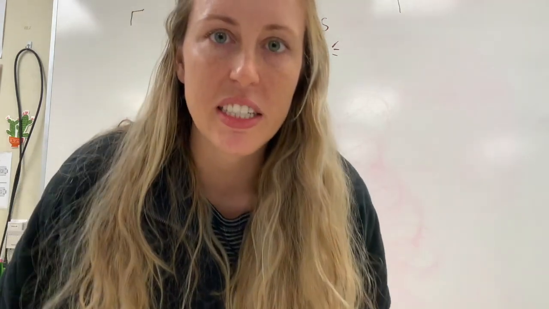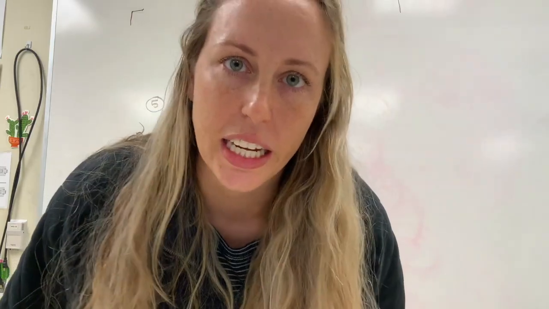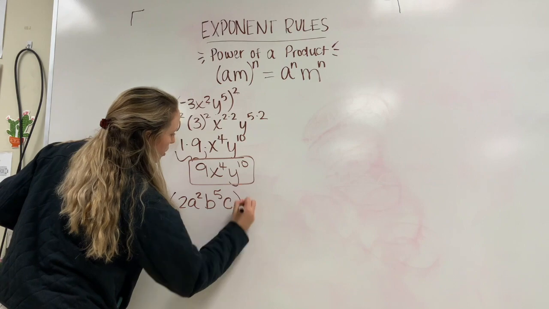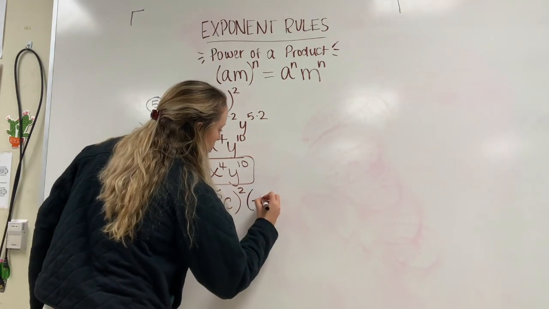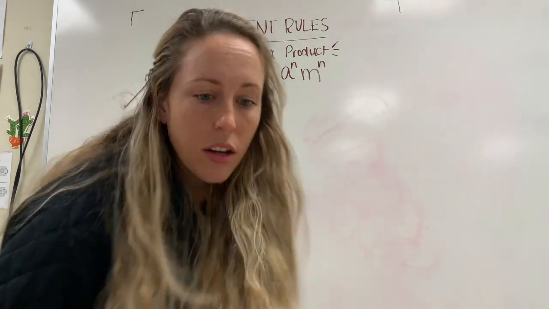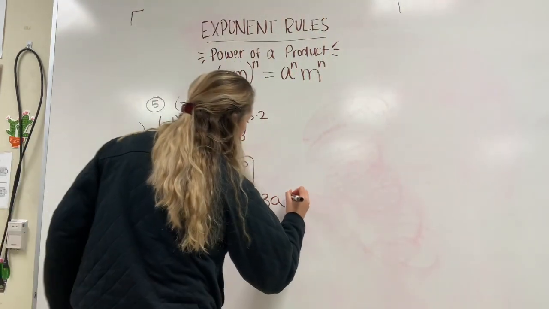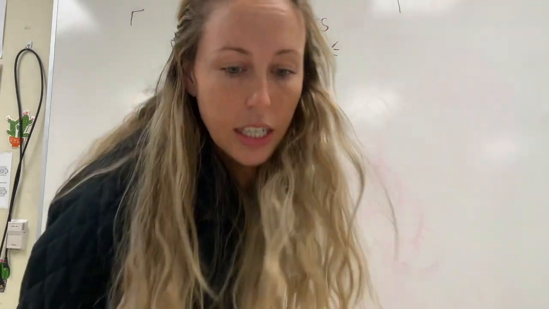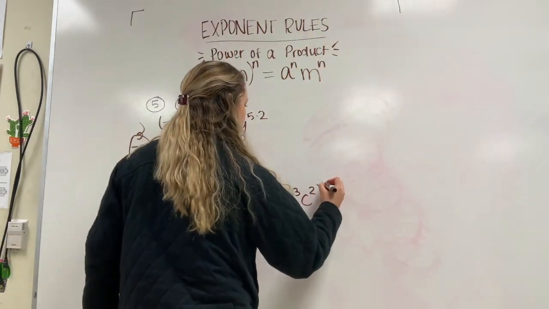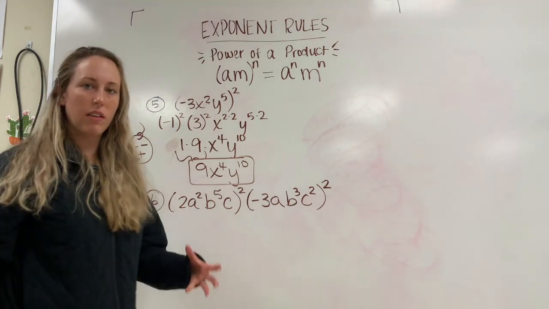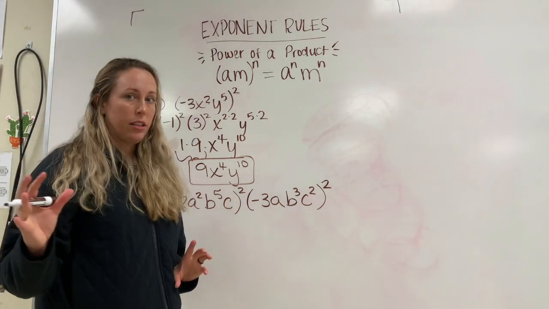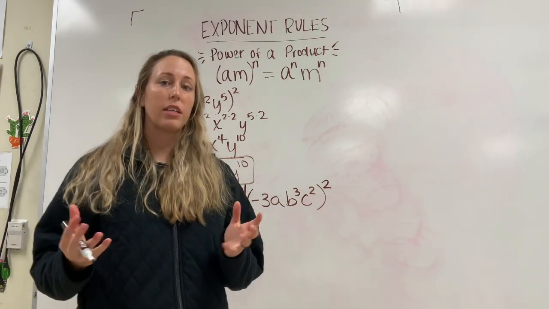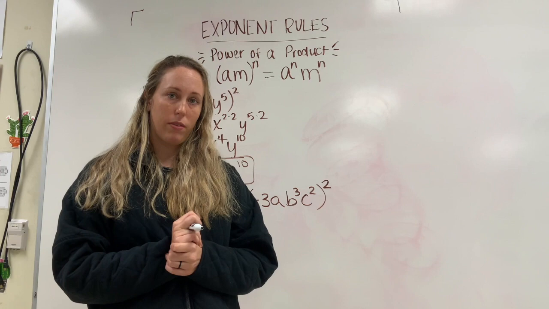The next problem is a doozy. (2a squared b to the 5th c) squared times (-a b cubed c squared) raised to the 2nd power. We're squaring both of them. We are going to do them separately. I'm going to draw a line to separate them, simplify them separately, and then we'll combine them together. We'll multiply both of them together.